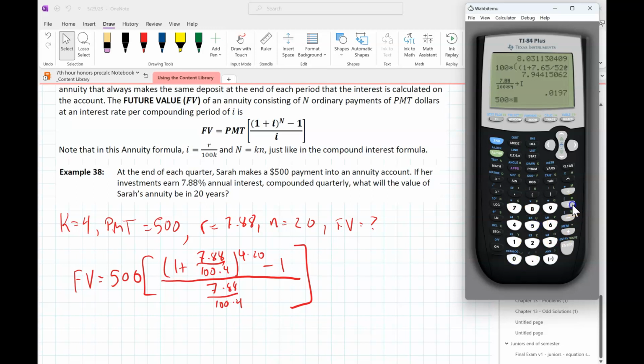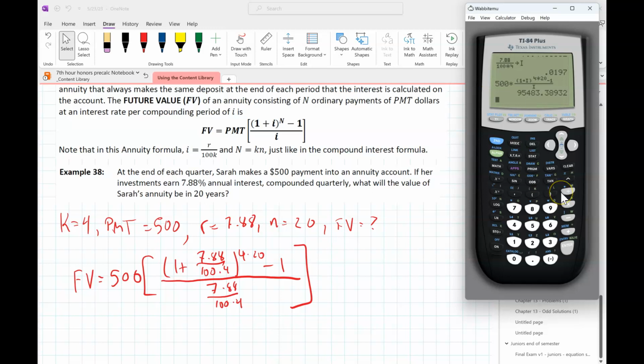So I'm going to do then 500, and I'll do that fraction command, 1 plus, and then I can just recall that value for I now to the 4 times 20. Minus 1 over I. And that'll cut down a little bit on the parentheses and the fractions within fractions and makes it a little bit easier to get into your calculator if you use that STO command.